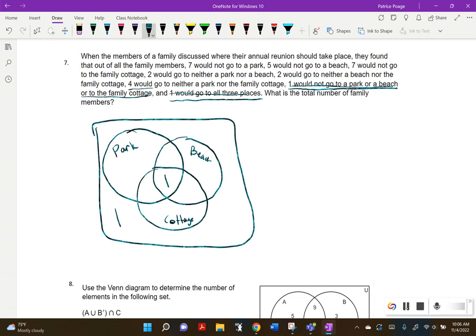4 would go to neither a park nor the cottage. So take your hand and cover up the entire park and the entire cottage circle. So completely cover up park and cottage because they're not going to either of those circles. So that leaves people over here and people over here. It says 4. We already got 1, so that's going to leave 3.